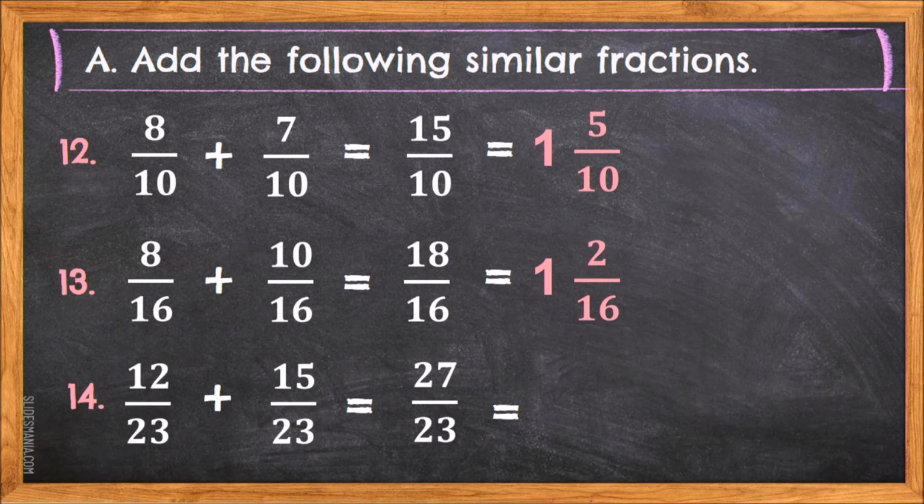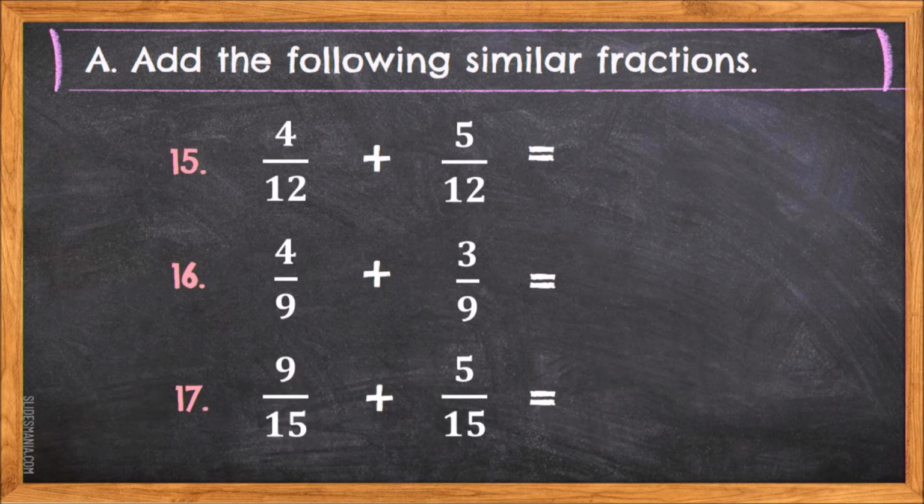Next, question number 14, 12/23 plus 15/23 is equal to 27/23. Okay, so here it's an improper fraction. We will make it as a mixed number. So the final answer here is 1 4/23. Okay, next, question number 15, we have 4/12 plus 5/12 is equal to 9/12. Okay, number 16, 4/9 plus 3/9 is equal to 7/9. And number 17, we have 9/15 plus 5/15 is equal to 14/15.